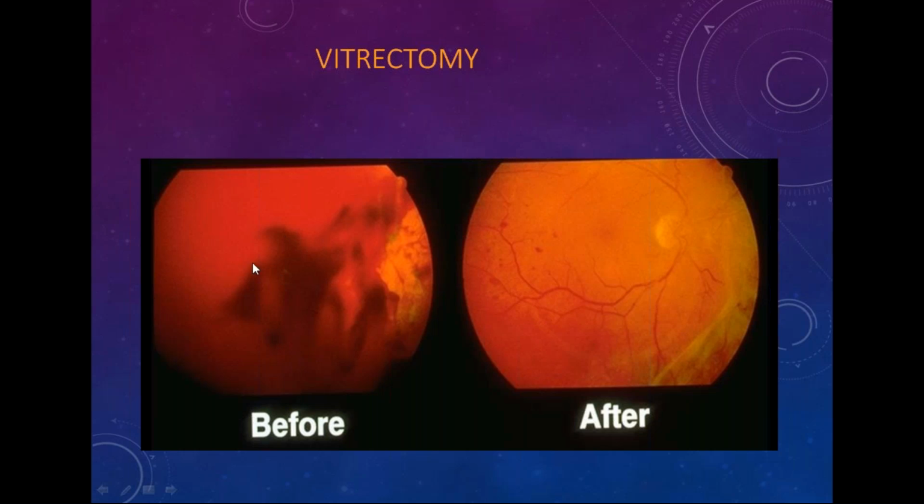This is a picture with vitreous hemorrhage. So you have to do vitrectomy. Once you do vitrectomy, you remove the blood and tractional bands. So this is a picture after vitrectomy. Before, you cannot see any blood vessels or disc or anything due to the vitreous hemorrhage. Once you remove the blood and tractional bands with the vitrectomy cutter, this is how the retina appears, and there will be significant improvement in the vision also. Vision outcome will be much better.